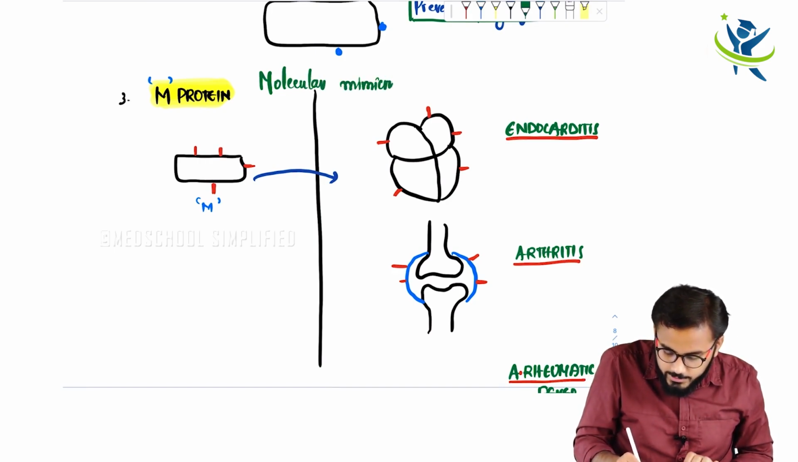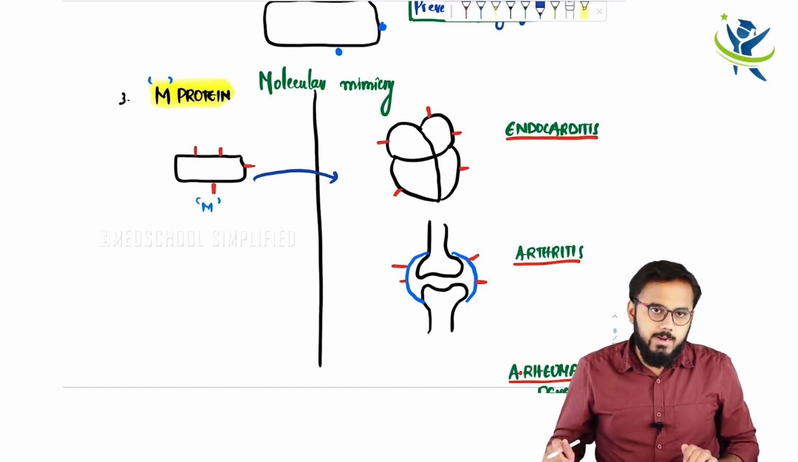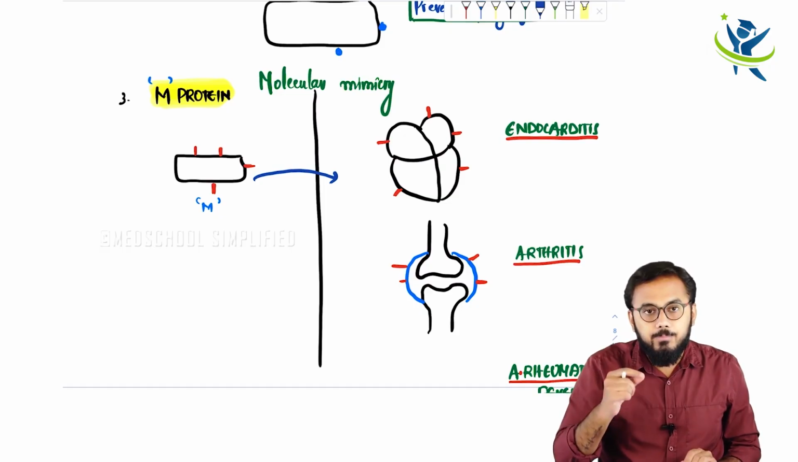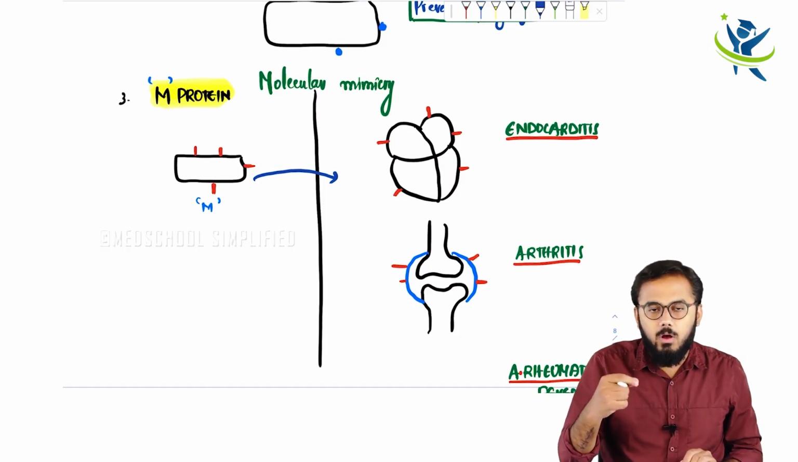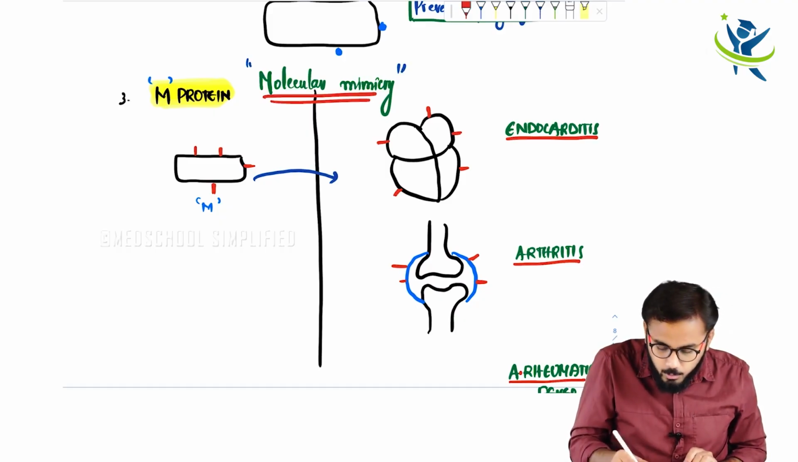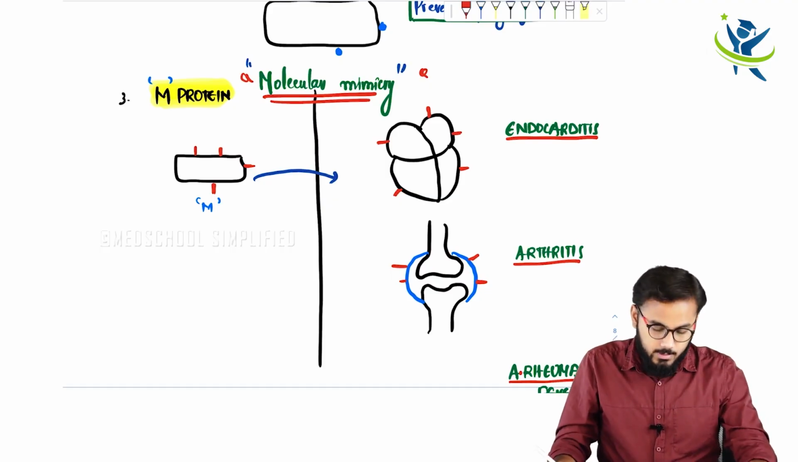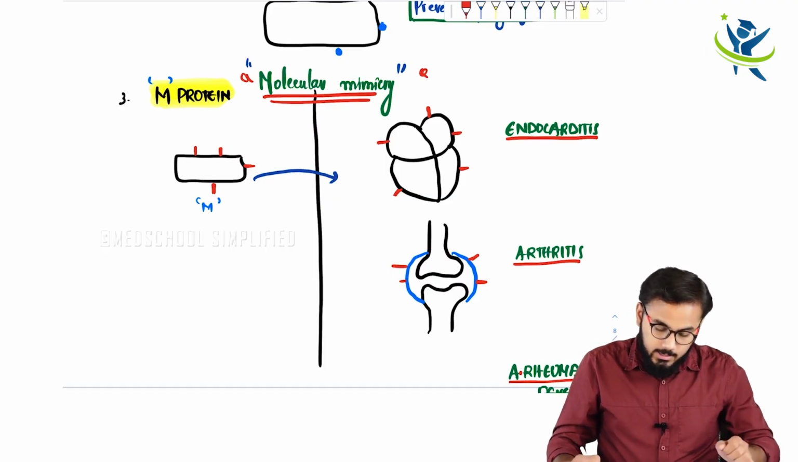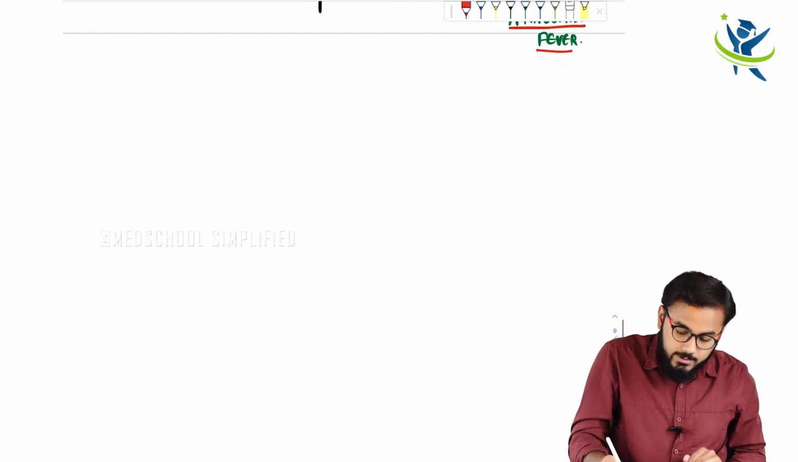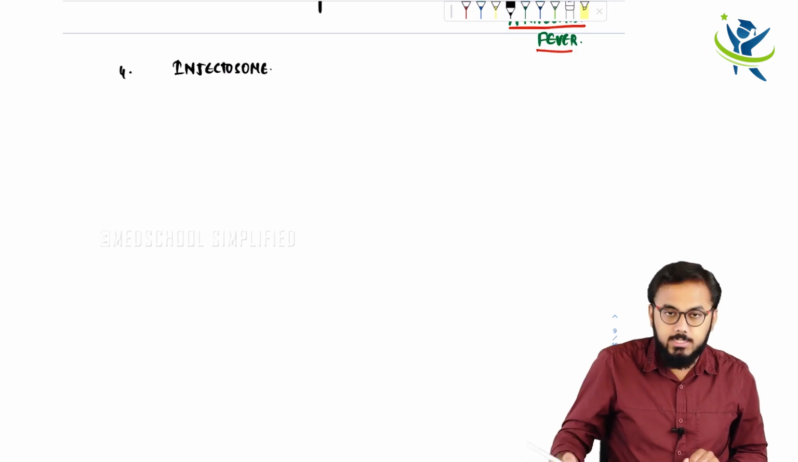So if I ask you a question that out of all the virulence factors of the bacteria, which virulent factor plays a phenomena of molecular mimicry, then it will be your what? M protein. So this is one of the important things which you need to know. The last important virulent factor which is released by the bacteria is called as injectosome.